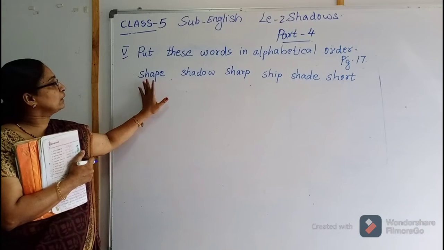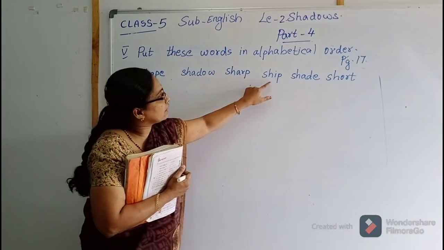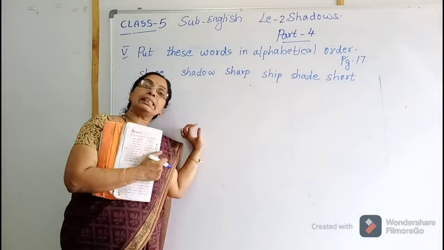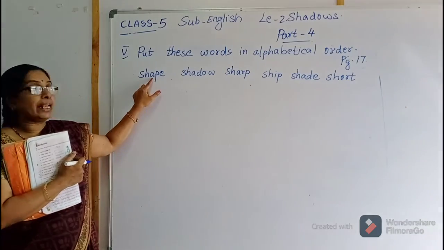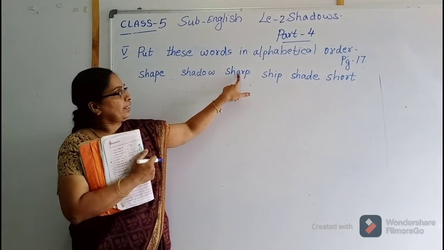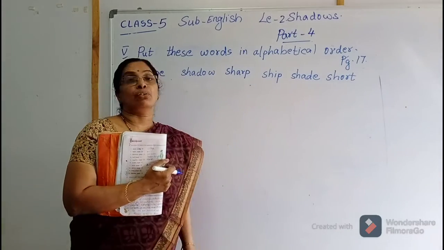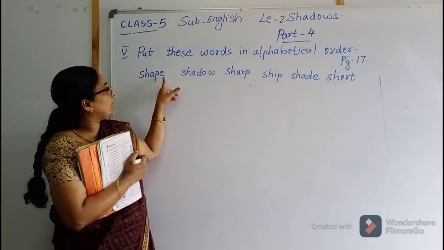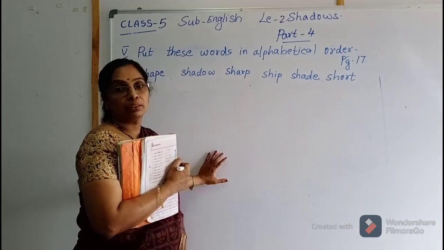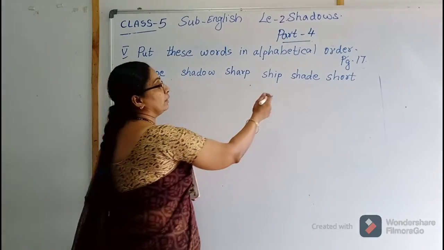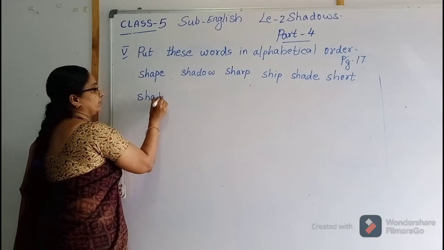Here almost first 2 letters are same. So, children, S-H, S-H, S-H, S-H, S-H and S-H. We should consider the third letter. Third is here A. Here A, here A, here also A. So what we will do? Go to the 4th letter. What is the 4th letter here? P, D and D. Here R. So which letter will come here? Then after E.